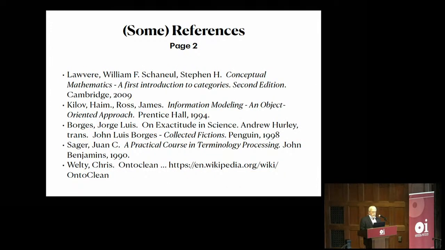We talked about that one. Chaim Kiloff did a brilliant set of models describing the fact that it's actually the relationships between things that matter, not the identity of the things themselves. Conceptual mathematics is a whole field. Borges is just a great little half paragraph on how the king tried to get a map so detailed it ended up covering the kingdom. Welty, a book called OntoClean, or a topic called OntoClean, which is really how one makes their ontologies precise.